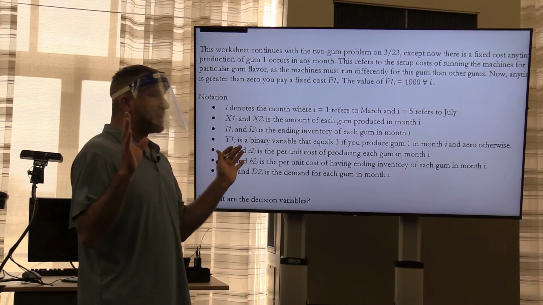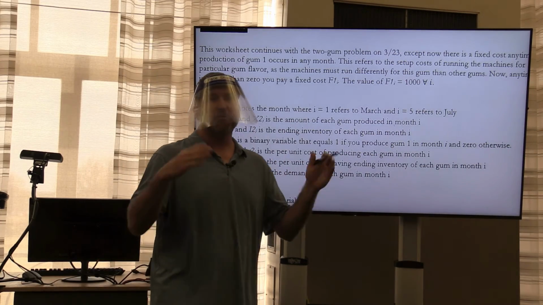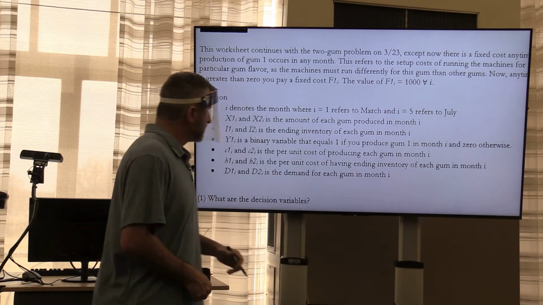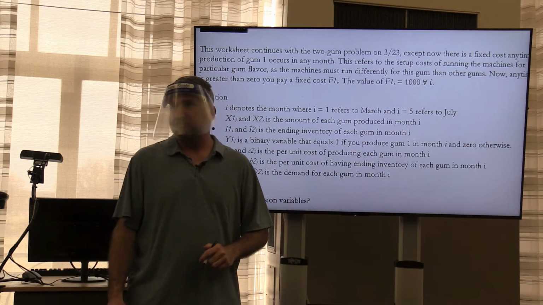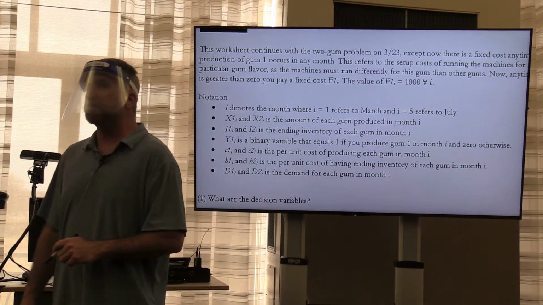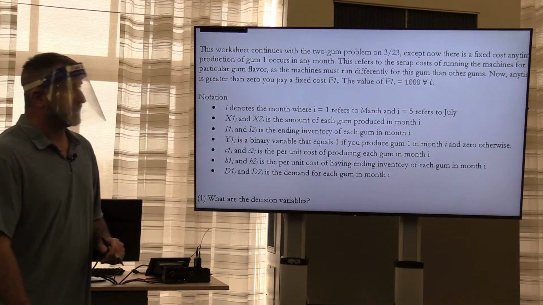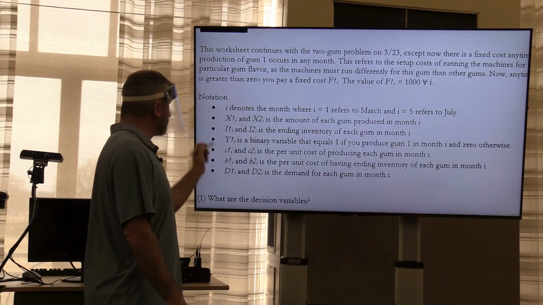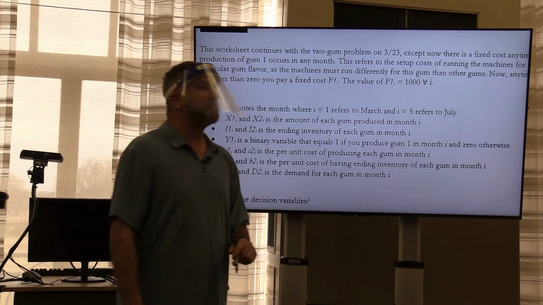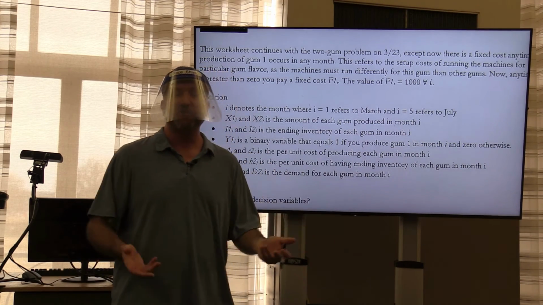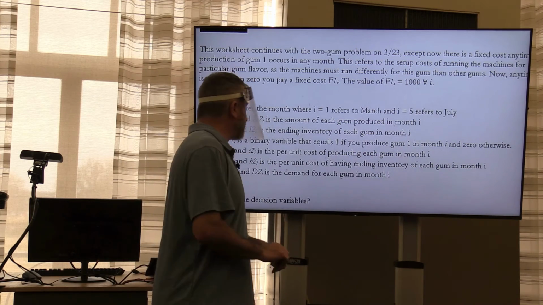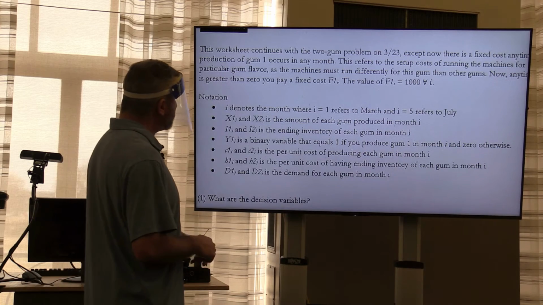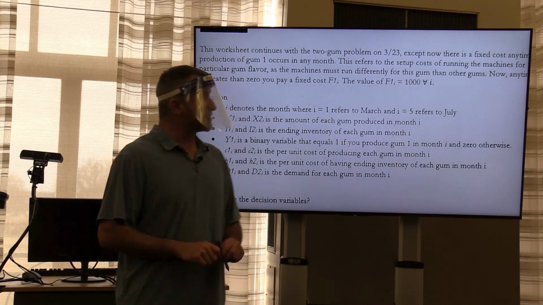So the setup's the same. I is 1 or 2 or 3 or 4 or 5, denoting March, April, May, June, and July. There's X1I and X2I, telling us how much we're going to produce of each gum in any given month. There's H1 and H2, telling us how much it costs to store in any month. There's I1I, where we decide how much of gum 1 we're going to store in month I. C1, C2 are per unit production costs, D1, D2 the demand for each gum.